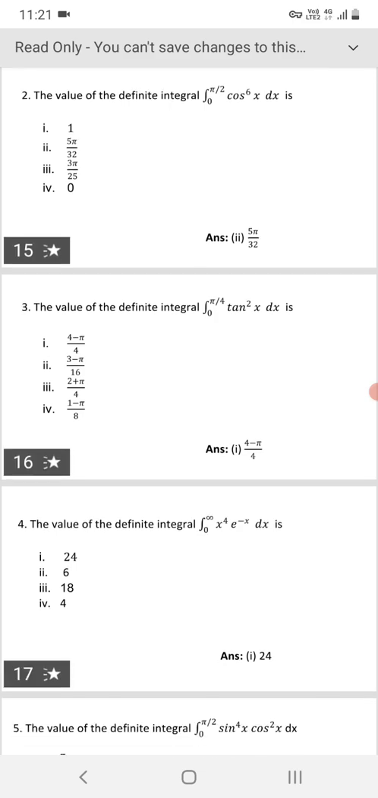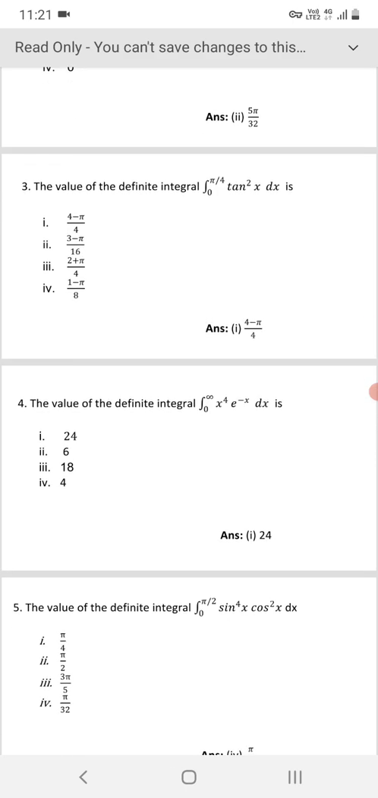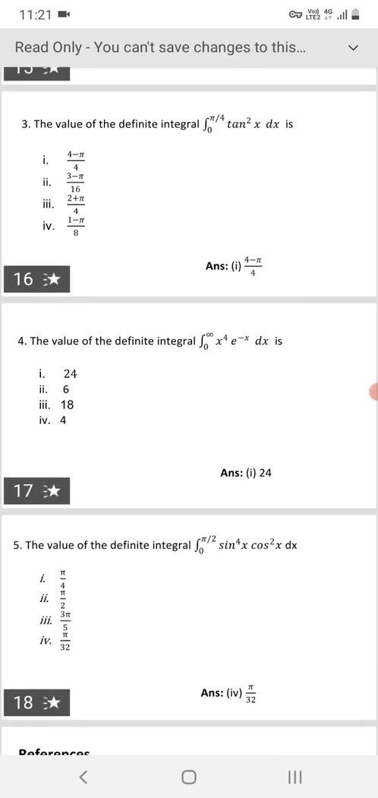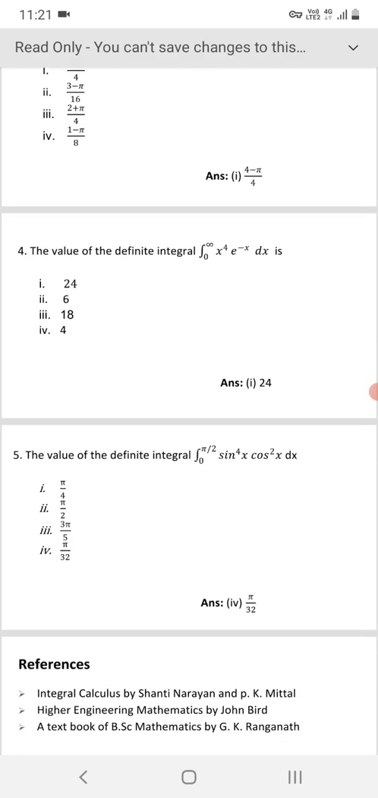Next, the value of the definite integral 0 to infinity x power 4 e power minus x with respect to x is option 1. The value of the definite integration 0 to pi by 2 sin 4x into cos 4x cos square with respect to x, the option is 4.